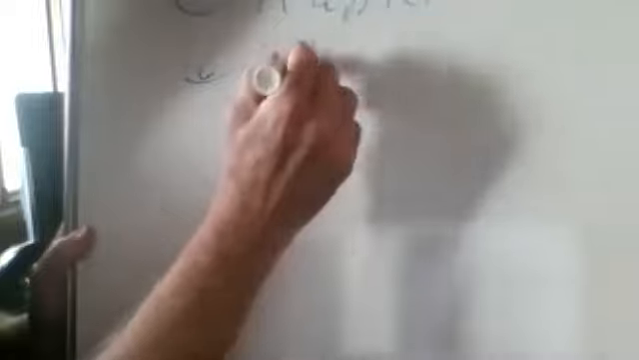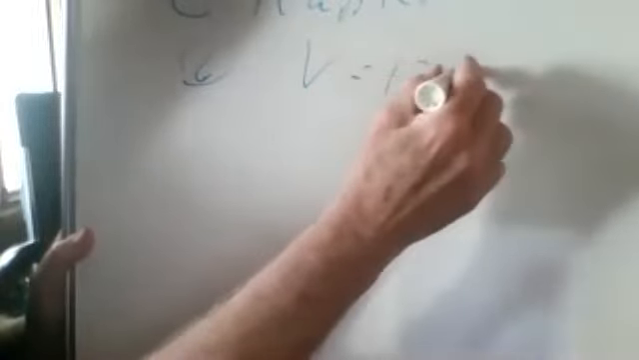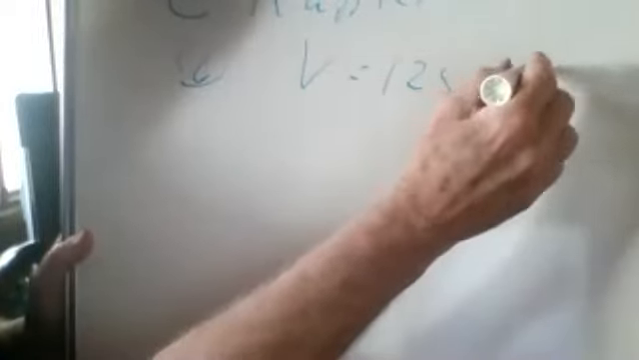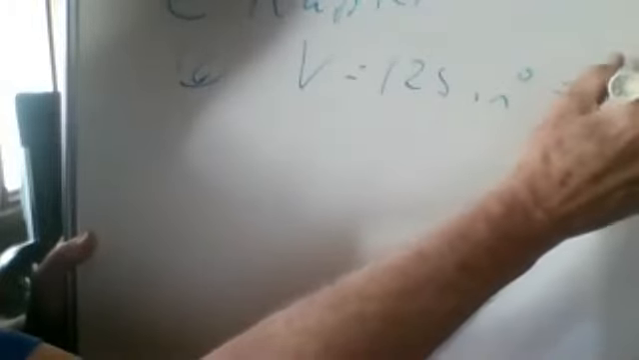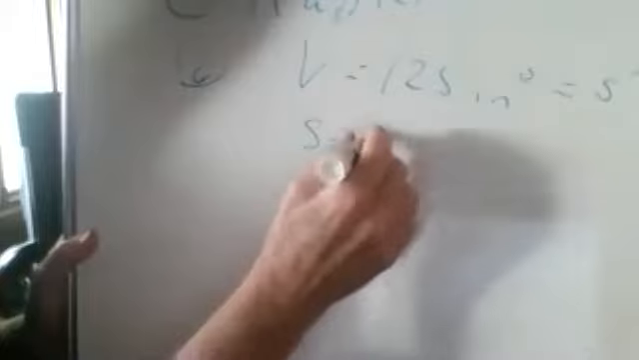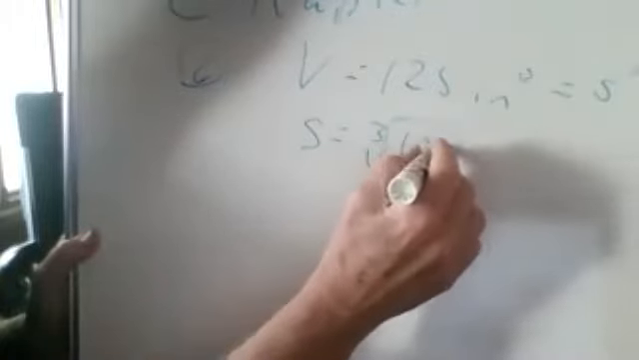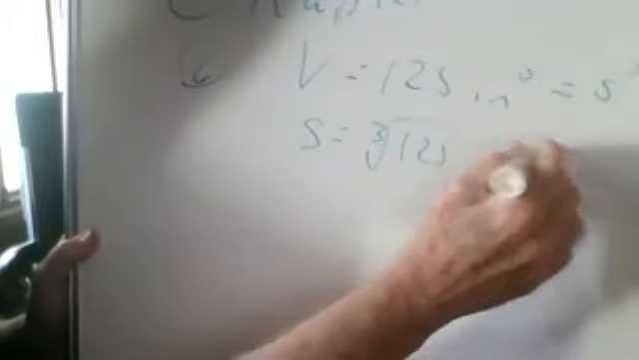All right, number 6: the volume of a cube is 125 inches cubed. So that's s cubed. Therefore the length of a side is the cube root of 125, which is 5. So each side is 5 inches. And so we want to find the volume. Well, the volume is going to be, there's the volume.